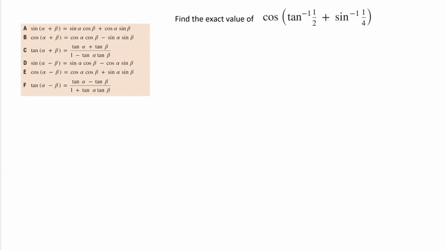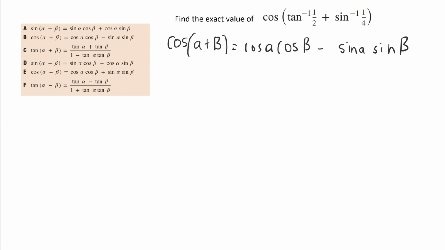For this instance, it's cos, so we know it's either going to be E or B. And then we look at the symbol within the brackets. Since E has a negative sign here, it has to be B that we're going to use for this formula. So for this formula, it's cos alpha plus beta is equal to cos alpha cos beta minus sine alpha sine beta.